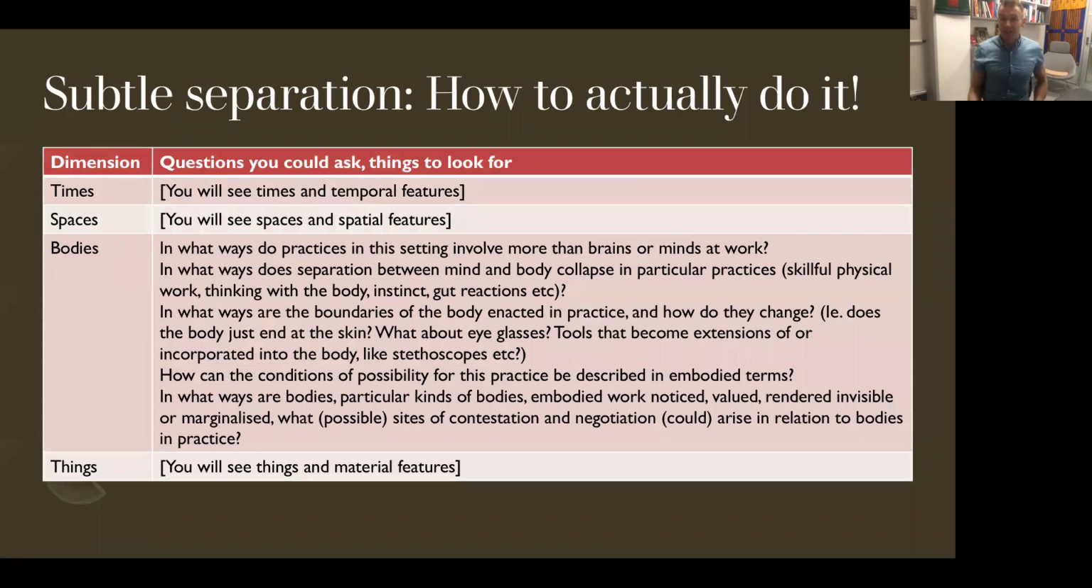Now we come to consider bodies. Now, one of the things is, if you look at lots of accounts of practice, even though they don't say it, it's as if the thing doing the work was a brain or a mind, not a human body. So firstly, we ask, in what ways do practices in this setting involve more than brains at work? Sometimes as an academic, it feels like I'm paid to carry my brain from one room to the other and just speak in meetings. But in fact, it's always embodied practice.